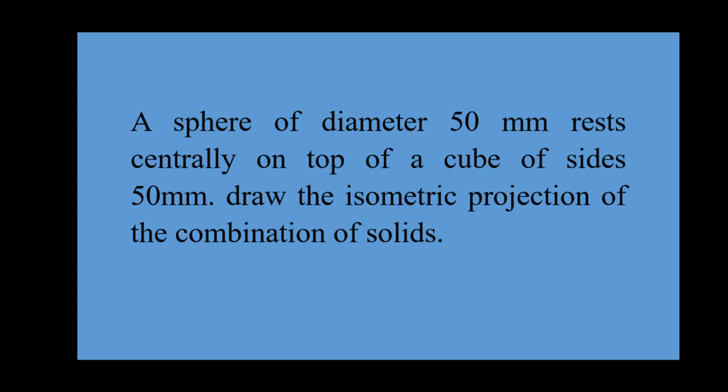Today's class, I'll explain the isometric projection of a combination of solids. Let us consider a sphere of diameter 50 mm resting centrally on top of a cube of sides 50 mm. We have to draw the isometric projection of the combination of these solids.